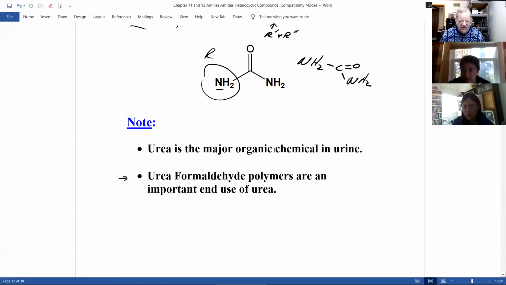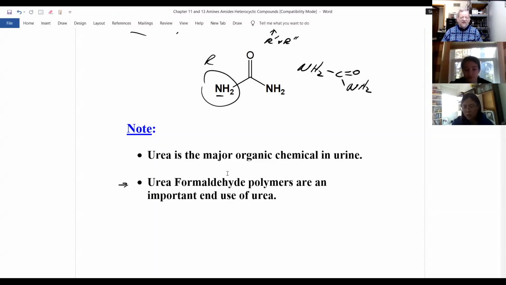Now, I was talking about urea, and urea is also an important chemical used in the chemical industry. It's used to make what's called urea formaldehyde polymers. This is a very important end use of urea that chemists now make synthetically. It doesn't get isolated from urine.